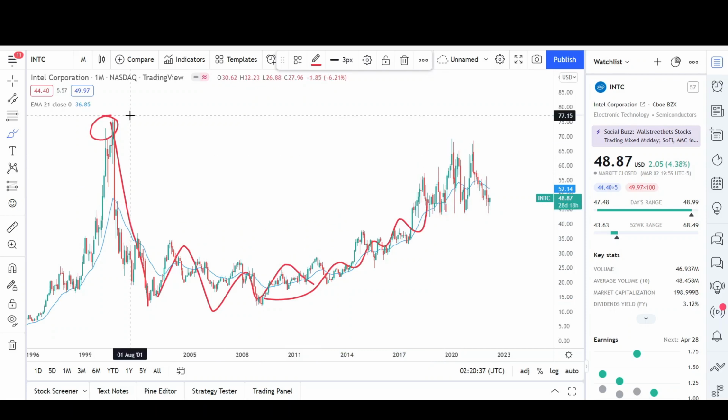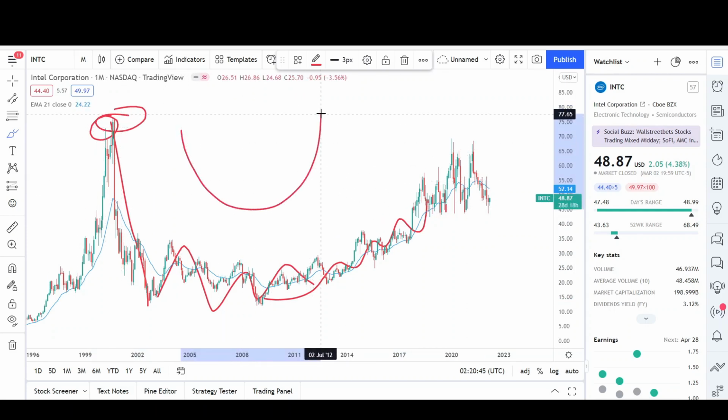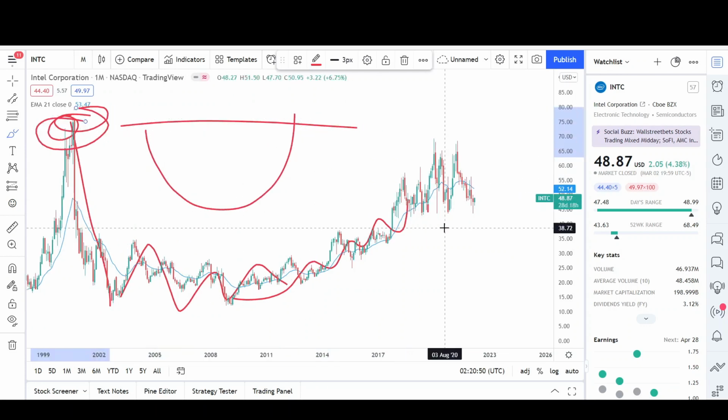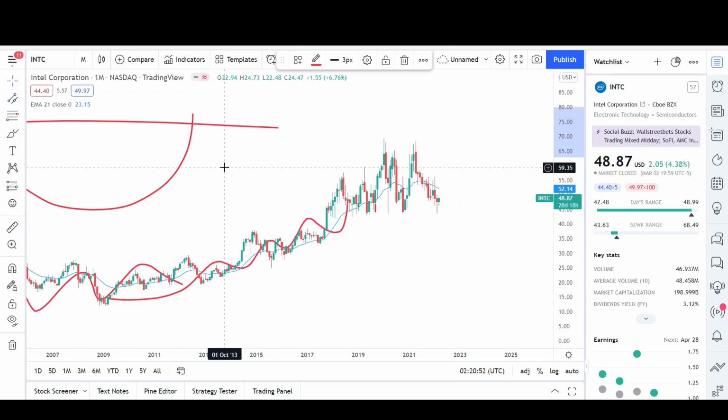So I think eventually they want to make a new all-time high to stop out all the short sellers up here. We'll have to wait and see. We don't have to do that, but it just looks like a big U formation. So I think they want to go back up to these previous highs. The channel does look pretty strong.